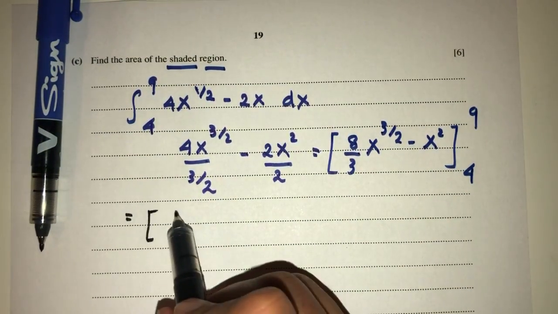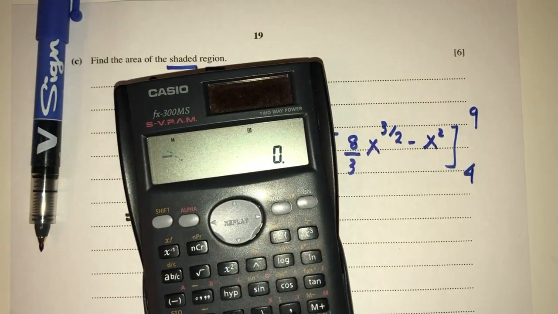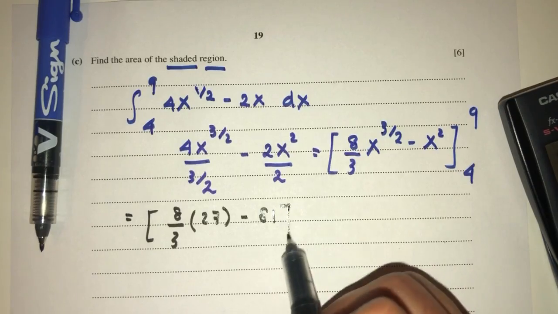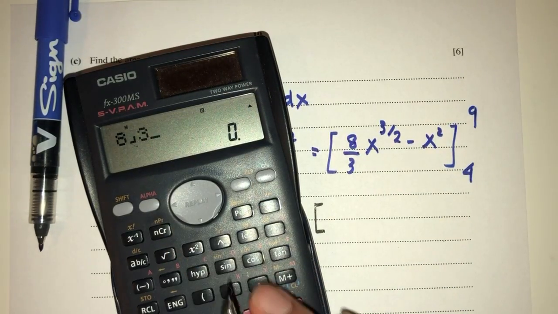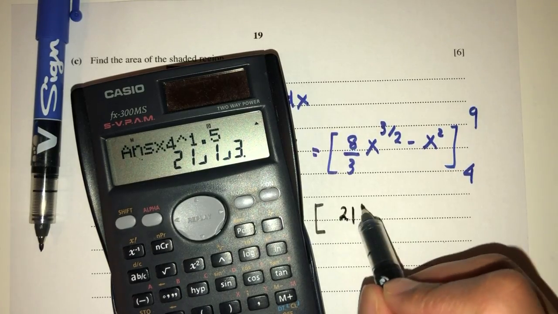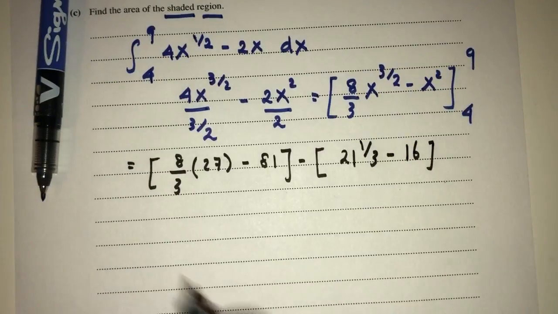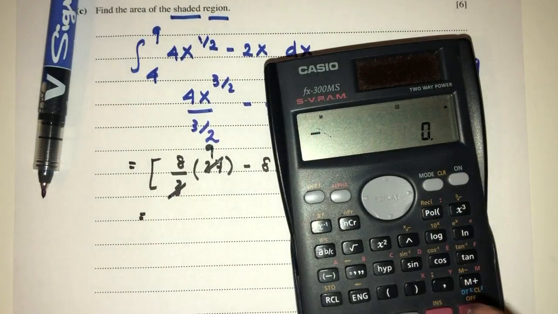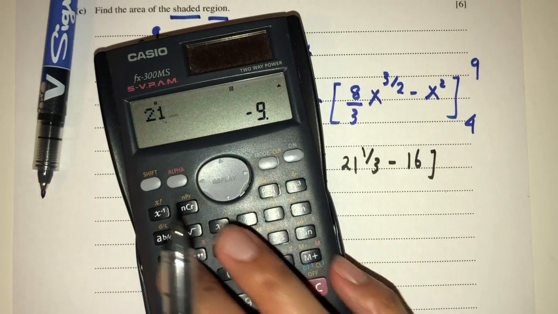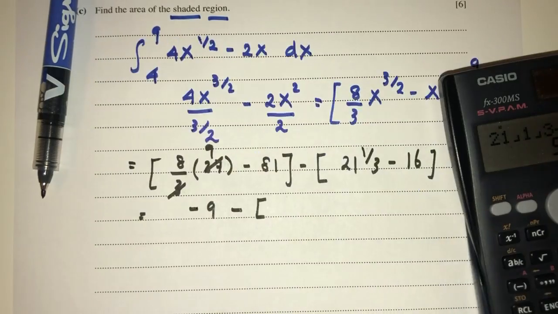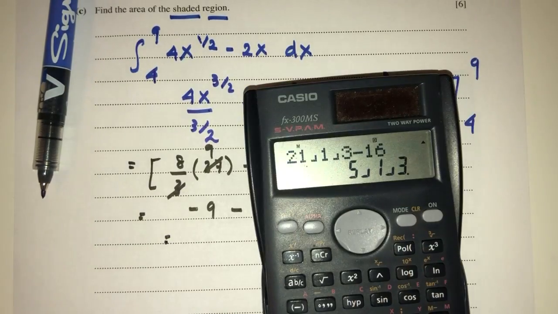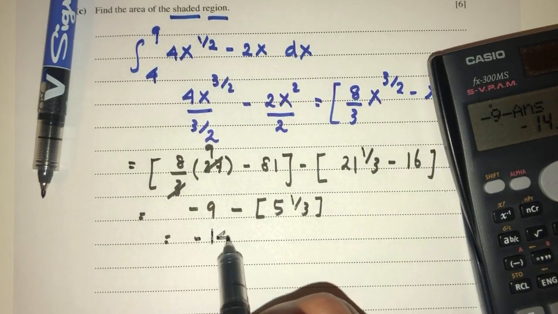So let's do that. You have 8 over 3. So for 9, 9 power 3 over 2, that is 1.5, is 27, minus 81. For 4, it will be 8 over 3 times 4 power 1.5, that is 8, minus 16. So let's see, what do we get? This will be 8 times 9 minus 81, that is minus 9, minus, 21 and 1 over 3 minus 16, that will be minus 5, 1 over 3. So minus 9 minus that answer should be minus 14, 1 over 3.